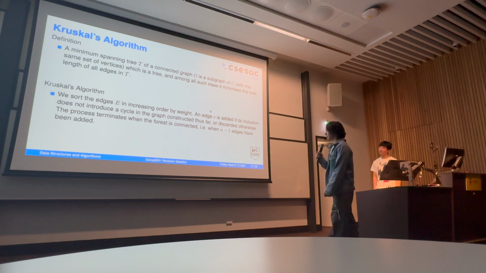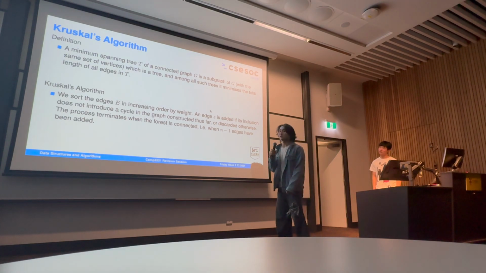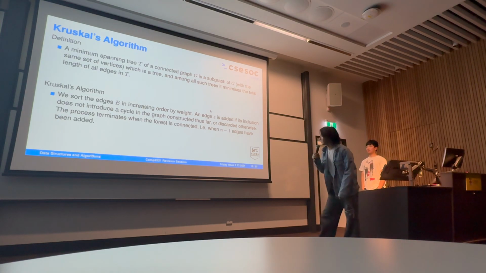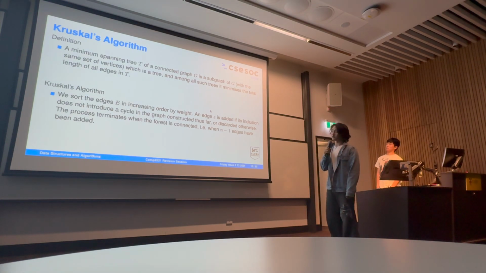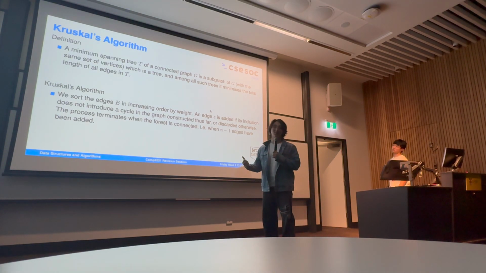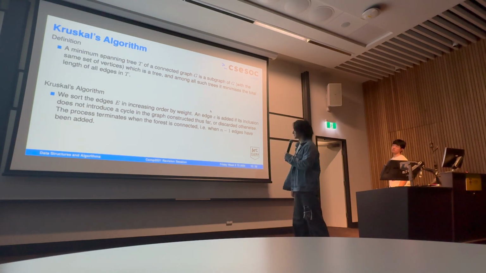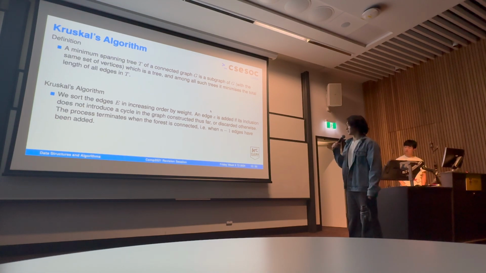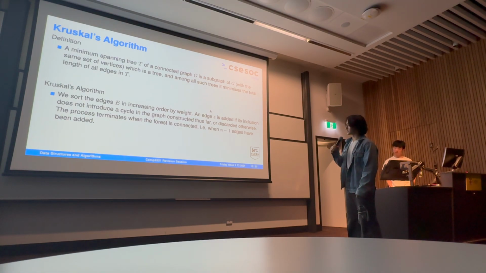And what is Kruskal's algorithm? So we take all of the edges of the graph, and we sort the edges E in increasing order by weight. An edge E is added if its inclusion does not introduce a cycle in the graph constructed thus far. The reason for this is, well, it's in the name, MST, we need it to be a tree. So if it forms a cycle, then we no longer have a tree, so this is not good, and the edge is discarded otherwise.